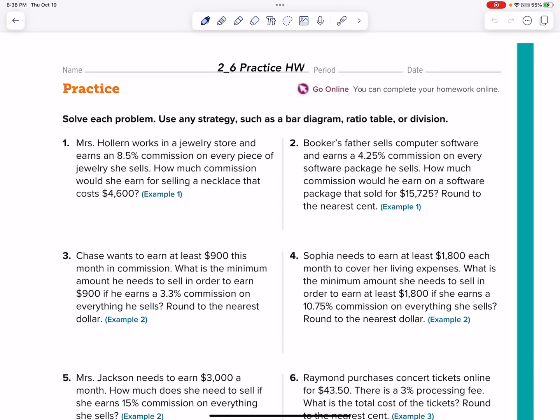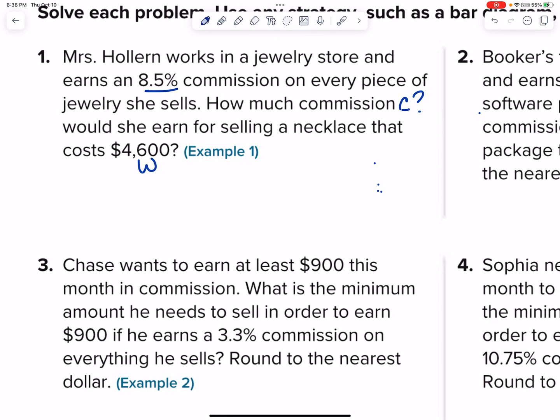Mrs. Hollern works in a jewelry store and earns 8.5% commission. So there's your percent. How much commission would she earn for selling a necklace that costs $4,600? Notice it says how much commission. That means I don't know the C, but I do know the original sell price. So let's go ahead and set up your proportion here.